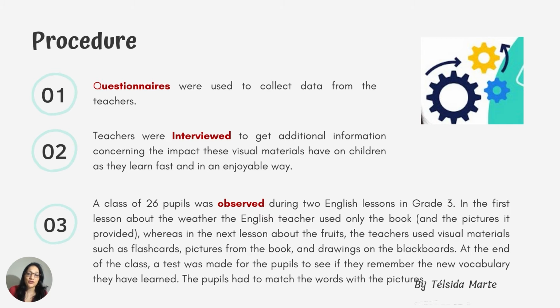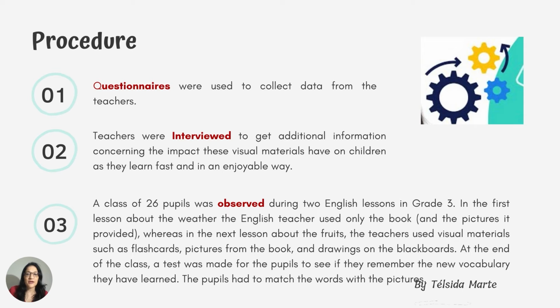Pupils were asked in a random way in the schools concerning the techniques they like the most when the vocabulary is taught. They also were asked about visual materials the book provided for them, and if they were enough in the vocabulary section. A class of 20 pupils was observed during the English lesson in grade 3.